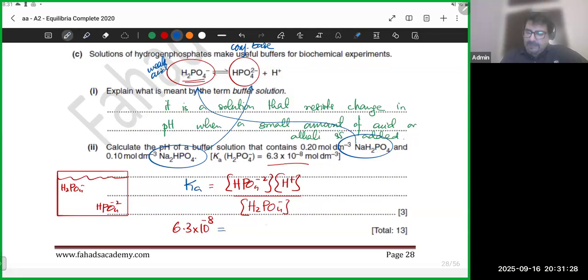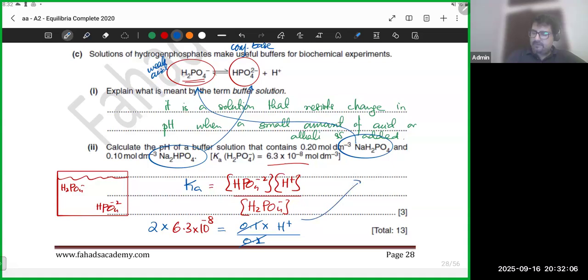So I'm going to plug in the values. HPO4 minus 2 is 0.1. I don't know what H plus 1 is. And H2PO4 minus 1 is this one. That's the weak acid, so that's 0.2. But here, you've got to solve this. I just need to multiply this by 2, I guess. That's the H plus 1 concentration. And then I have to take the negative log of this to figure out the pH.